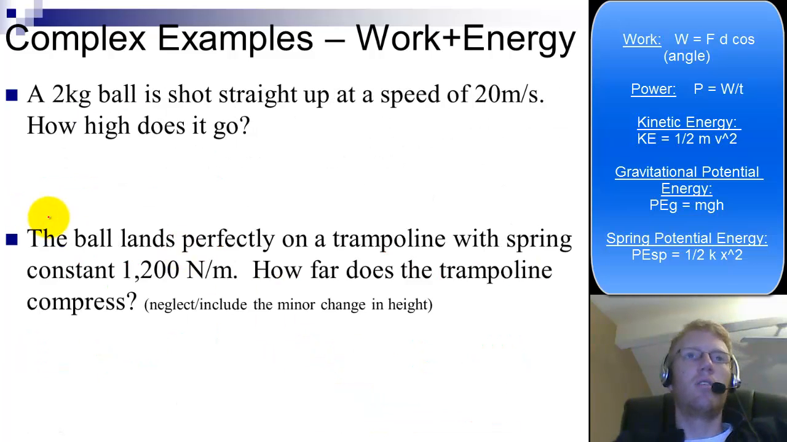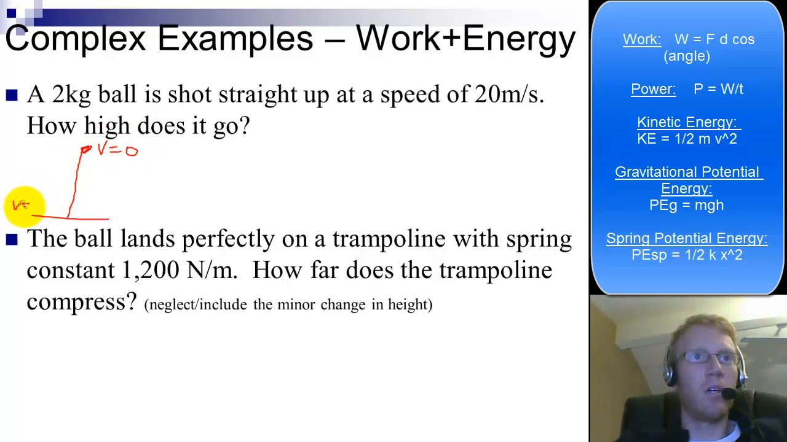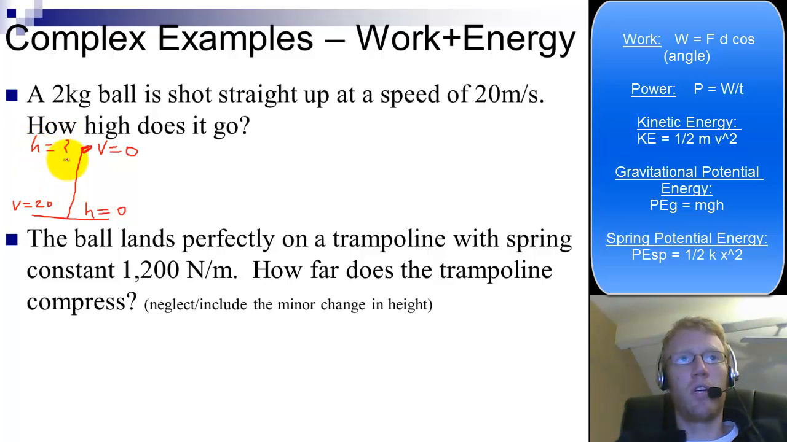Okay, a 2 kilogram ball is shot straight up at a speed of 20 meters per second. How high does it go? Okay, you could solve this problem using the projectile motion equations, but now I want to show you a much easier way to do it. Okay, you shoot the ball straight up and say up here. So here the velocity is 0. Here the velocity was 20. Okay, here the height was 0. And here the height is something that we're trying to find.